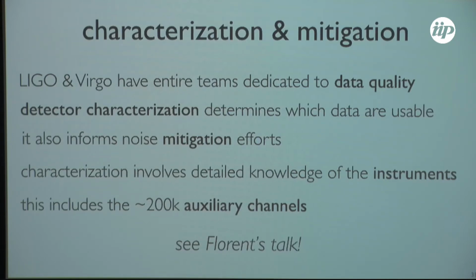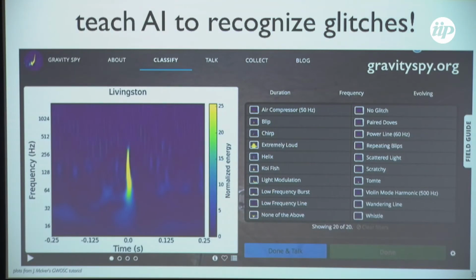So you can be part of that and teach AI to recognize our glitches. You can go to gravityspy.org, and it's based on Galaxy Zoo, for example, where astronomers use this crowdsourcing effort to categorize galaxies and their shapes. You can help us categorize glitches and their morphologies, and so to train our artificial intelligence overlords who will someday just run the instrument on their own, okay?